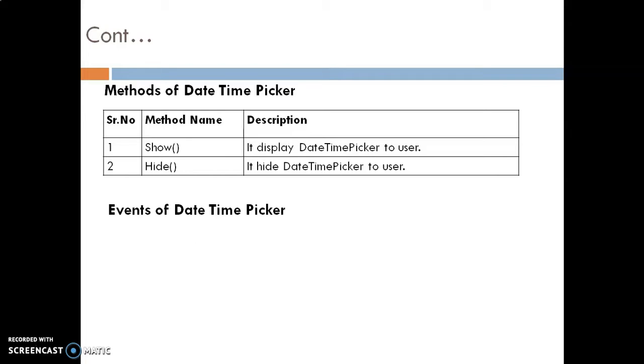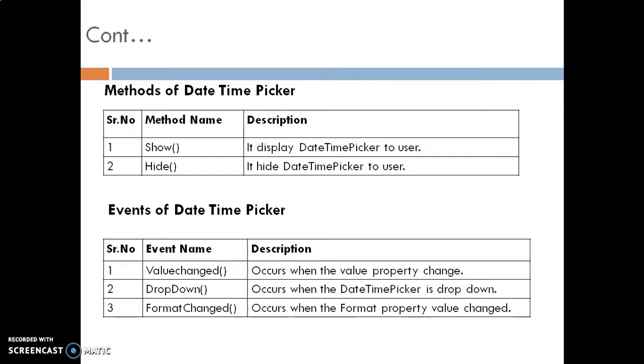Next is events of datetime picker. There are three main events. First is value change, means whenever the value property change of datetime picker, then this event occurs. Second is drop down, that means whenever we click on datetime picker, means datetime picker is drop down, then this event is occur and executes the code. Then format change, means whenever the format property value change, then format change event is occur.